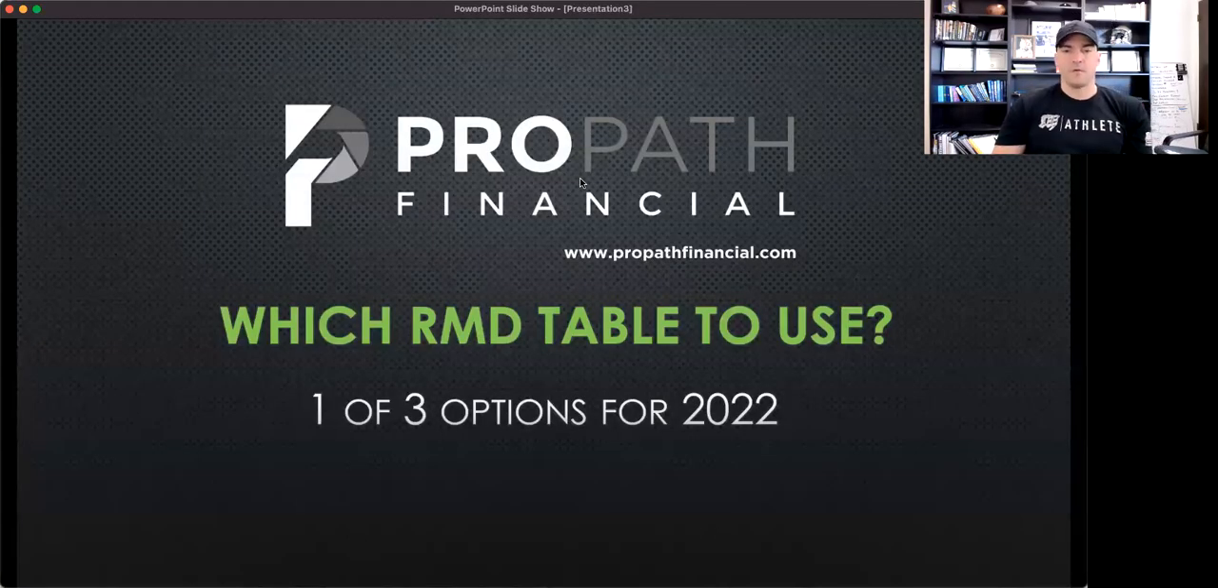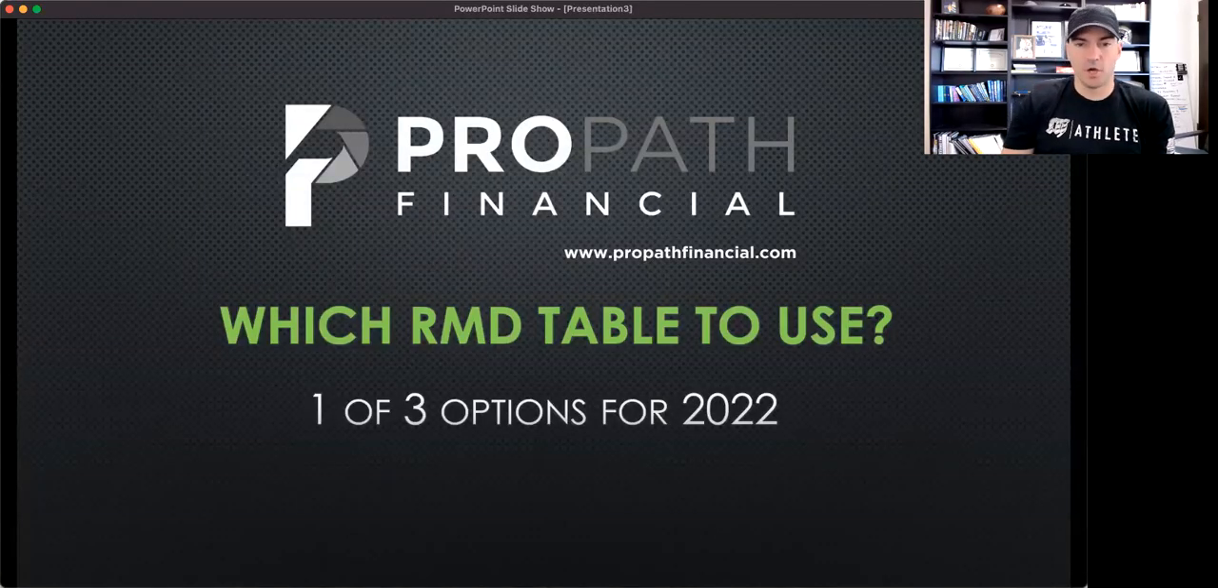Let me share my screen. All right. For 2022, here we go, the three RMD tables. You've got three options depending on how you receive the IRA, or if you're still living and currently going to be taking required minimum distributions. Let's move on to the next slide here, if it'll go.